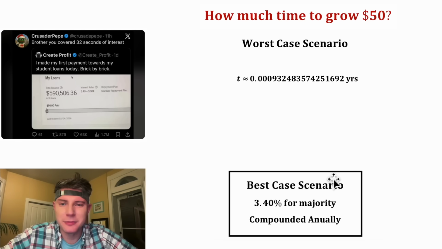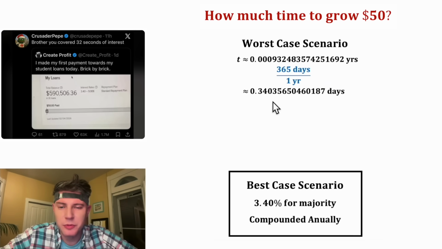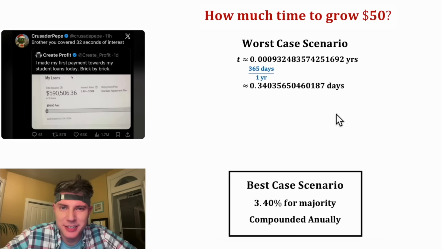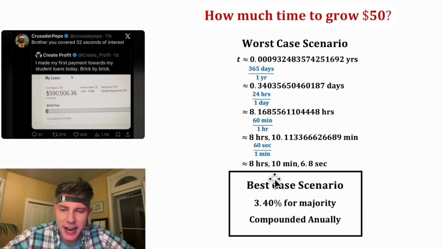Let's play around with it a little bit. There are 365 days in 1 year. So if we multiply this by 365, we'll have the number of days. And that gives us about 0.34 days. I have a much better idea of this. This is going to be about 8 hours. But we can get a more precise estimate. There are 24 hours in 1 day. So if we multiply this by 24, we're going to know the number of hours. It's about 8.17 hours. And then from here, we can do all of this math, and we end up with about 8 hours, 10 minutes, and 6.8 seconds.